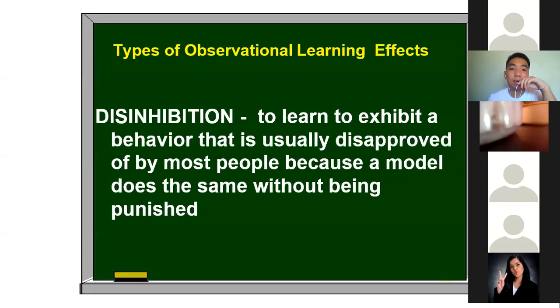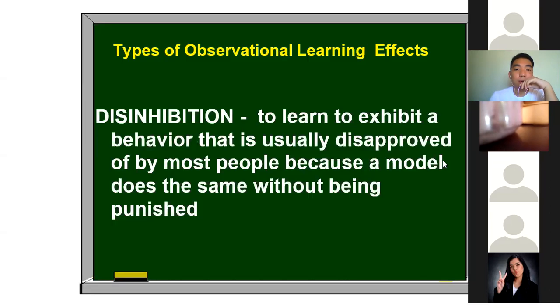Then this one, disinhibition: to learn to exhibit a behavior that is usually disapproved of by most people because a model does the same without being punished. So, in disinhibition, you learn to exhibit a behavior that is usually disapproved. Even if what the person did is not really good, in the end, he is not being punished. So you will still do it, because even though it is wrong, he was not punished. For example, someone steals, and he was not caught. So you will do it too, since he was not punished. So that is disinhibition.